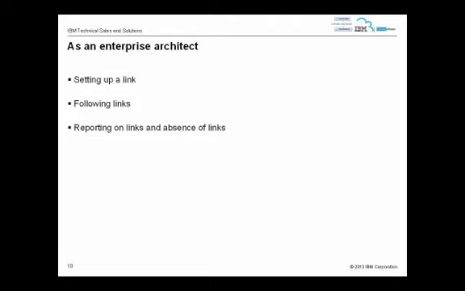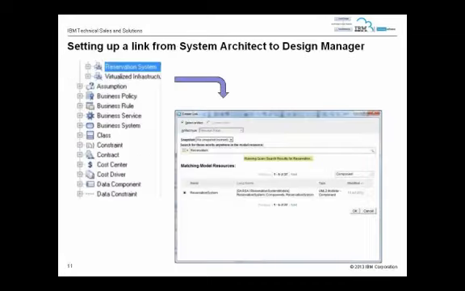So as an enterprise architect, there's really three things that I can do. I can set up links, I can follow links, and then I can report on links in a couple of ways. I can take you through a few screenshots for this. On the left-hand side, we've got System Architect, and what I'm going to do is choose one of my elements in System Architect. In this case, you see the reservation system is selected, and from there I can right-click on that and create a link.